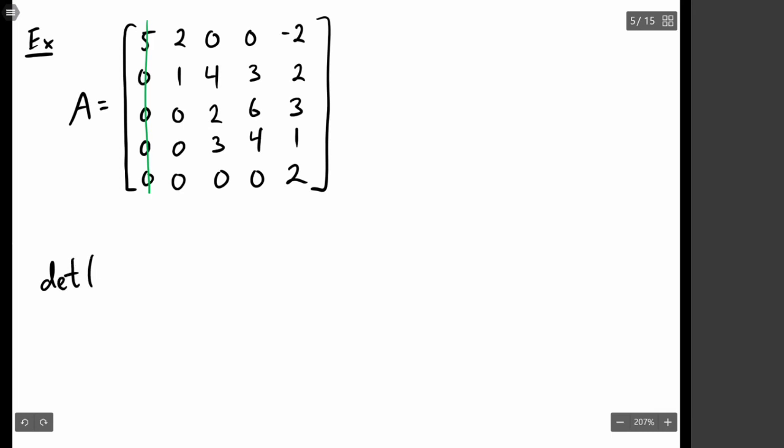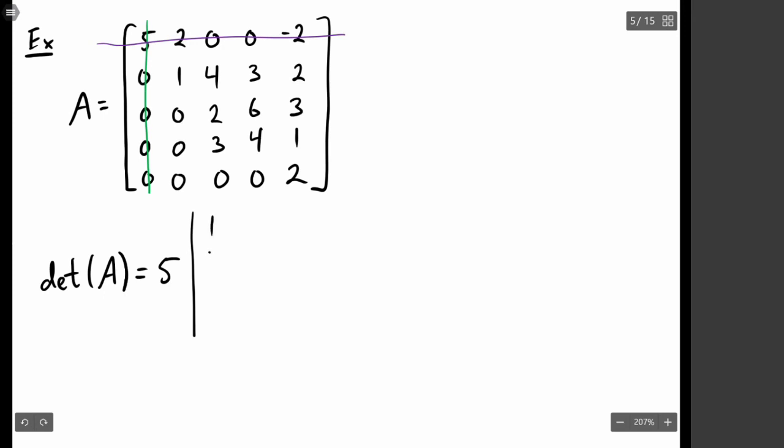So the determinant of A, it's going to be this first entry. Okay, so 5. All right. Now this is in the top left position, so it's going to get a positive sign for the cofactor. All right. And then the minor is going to be the 4 by 4 matrix created when we delete that row.